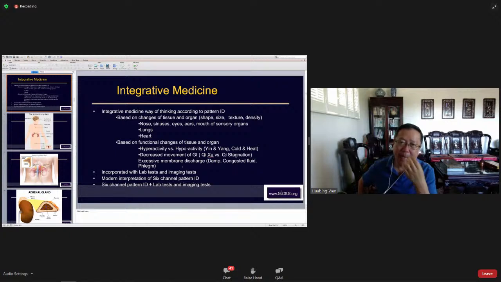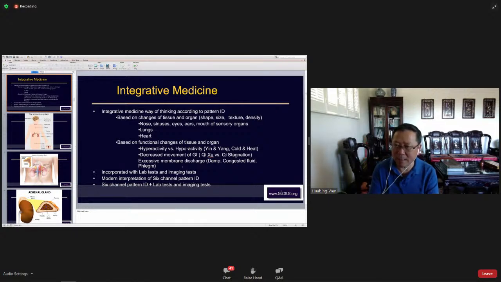Okay, so the last part we talk about is the integrative medicine model I mentioned earlier. So that's the integrative medicine way of thinking, according to the pattern identification. There are a couple. One is based on the changes of tissue and organ: what is the shape change, the size. Anything increasing, that could be excess, right? Anything shrinking, that could be deficiency. Texture density change, so it's getting very dense.